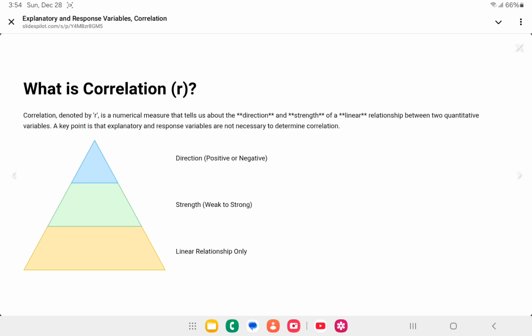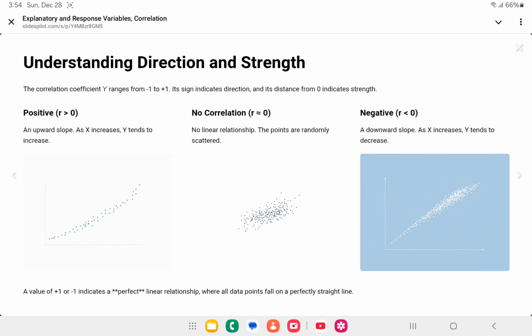So let's talk about how direction and strength is measured by correlation. We'll talk about direction first. Correlation tells us about the direction or slope of a set of data. So it tells us if a data set has an upward slope or a downward slope. If we have an upward slope, we can say that R is positive. If we have a downward slope, then R is negative.